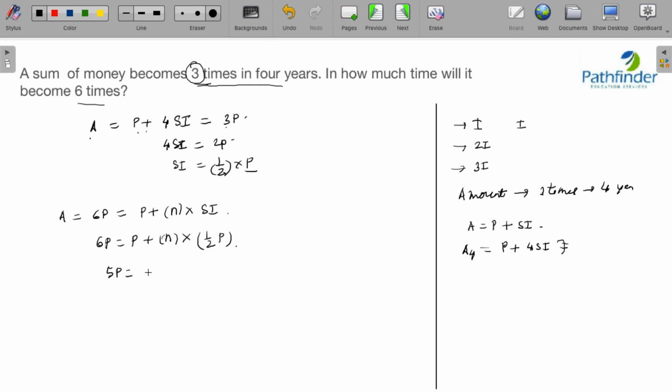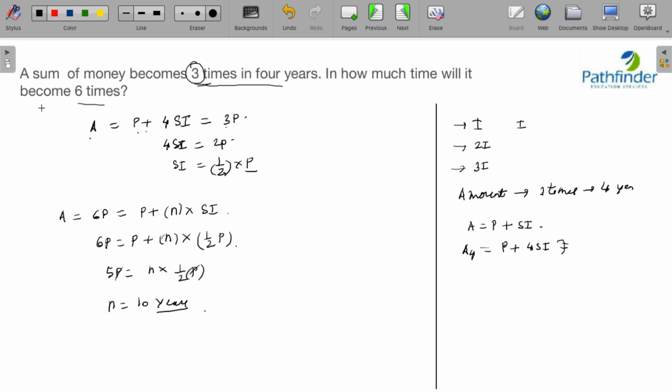So 5p is equal to n into half of p. So p cancels out. So n is equal to 10 years. So the principal will become 6 times in 10 years.